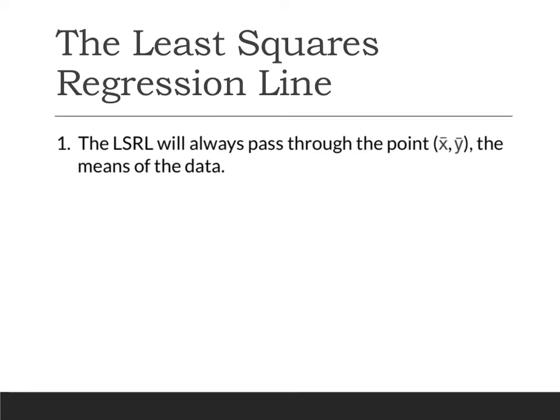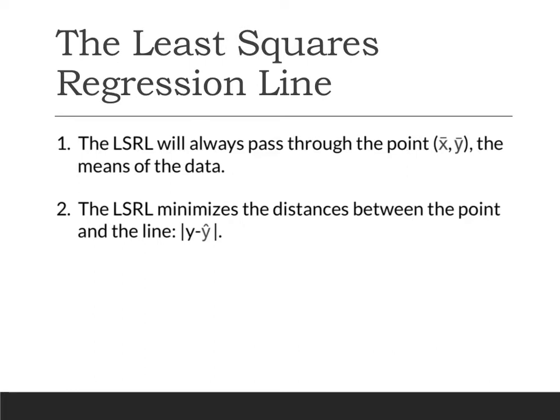The next thing we want to look at is that the least squared regression line minimizes the distances between the point and the line. Now these are the vertical distances, basically the differences in the observed value, the y value, and the predicted value on the line itself, y hat. We call this a residual, and the residual is the observed minus the expected. And we'll take a look at that in a little bit.